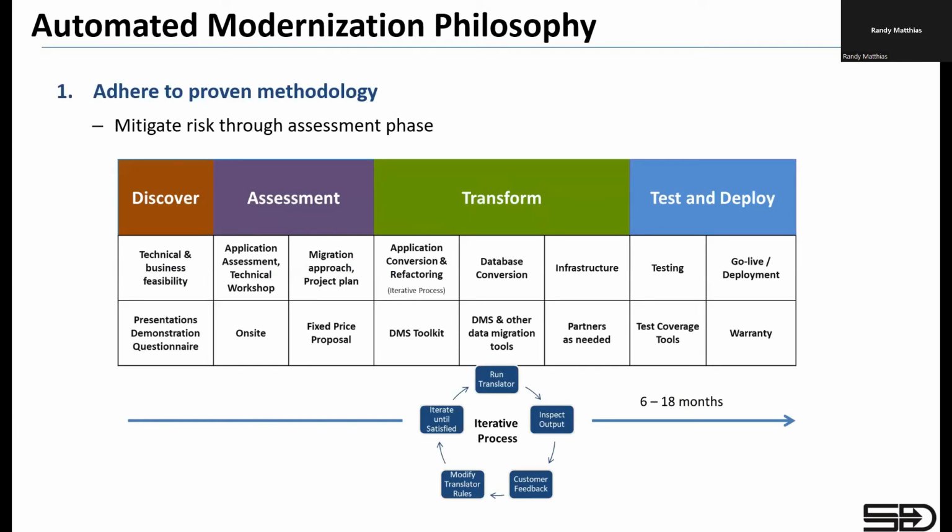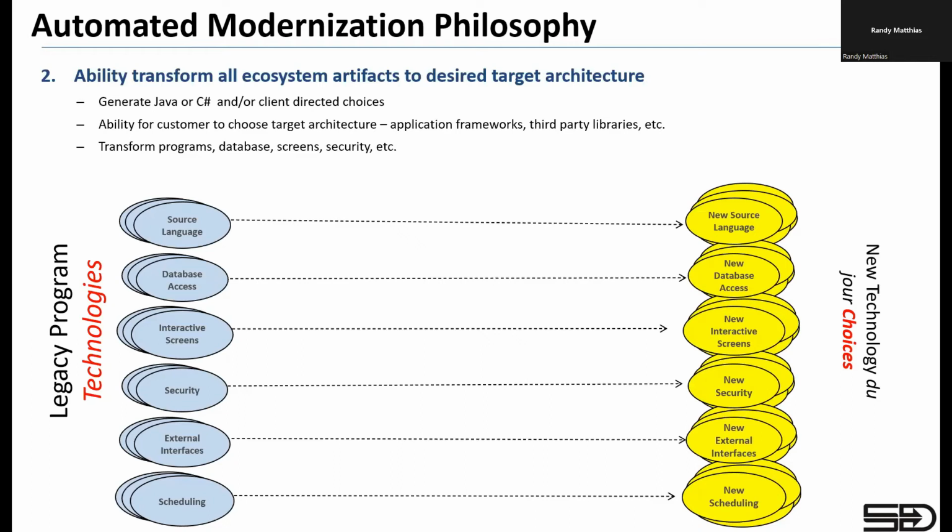When it comes to automated code migration, Semantic Designs is unique in several aspects. First off, we de-risk the project by adhering to a proven methodology that begins with an assessment phase. During the assessment, we use tools to ensure that we accurately understand all the elements of the customer's legacy application ecosystem, including what features of COBOL they use, what's used for databases, are there APIs to other applications, and so forth. We then work closely with the client to understand their preferences for the target architecture.